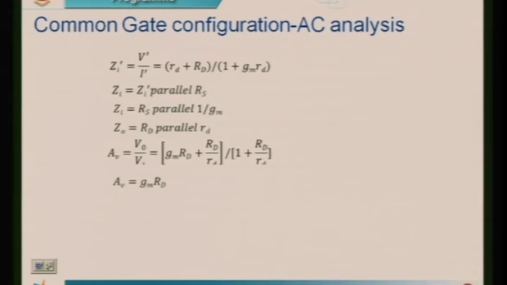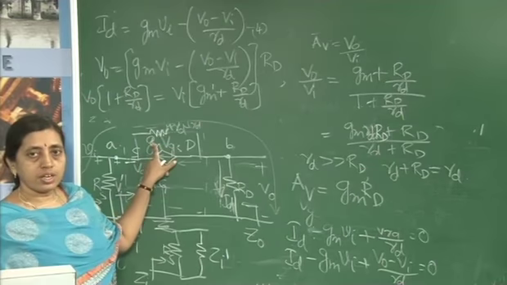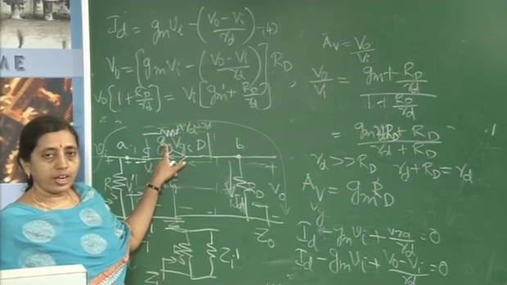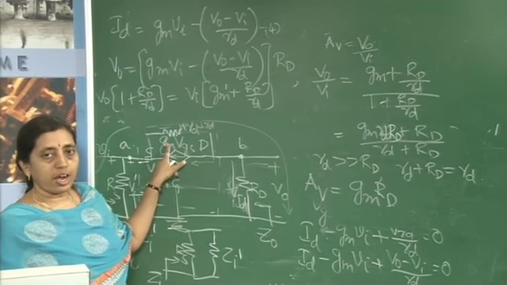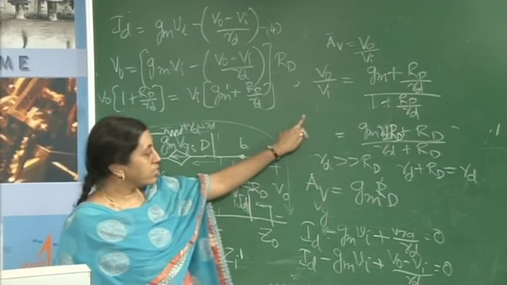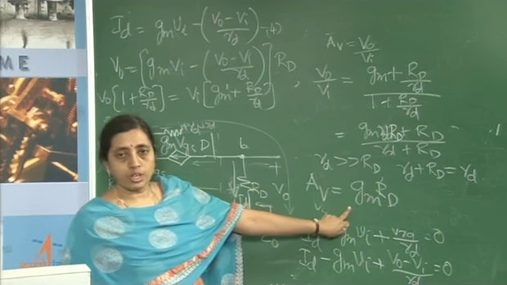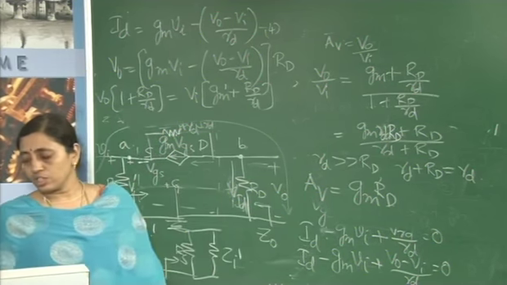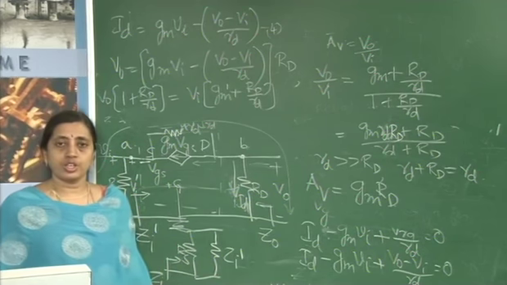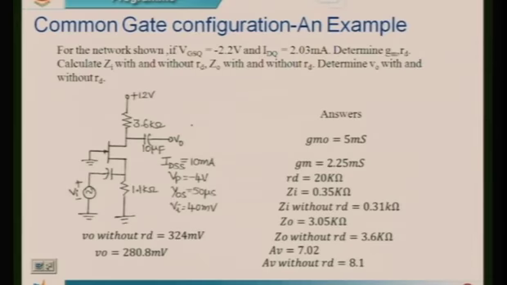So, we find that the input impedance for this is low. On the other hand, the output impedance is moderate, and we find that our voltage gain is also moderate. It is not equal to 1, unlike the common drain configuration. To illustrate this, we will take the example of a common source circuit. The value of VGSQ is minus 2.2 volts and IDQ is 2.03 milliamperes. For this data, we need to find out the AC parameters.